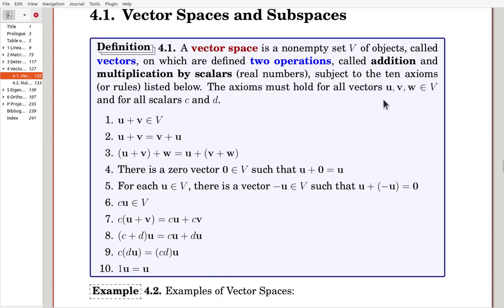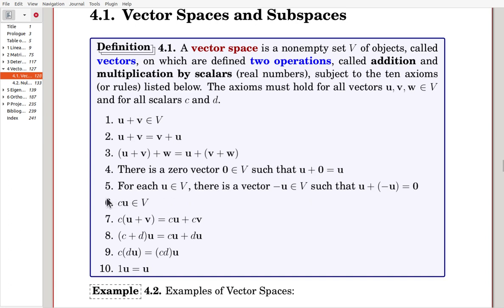For all vectors u, v, w in the set V, and for all scalars c and d, here for addition, it must be closed under addition and commutative and associative, and there must be a zero vector in the set such that if 0 is added, it should remain unchanged. And for each u in the set, there must be minus u in the set such that the addition is 0.